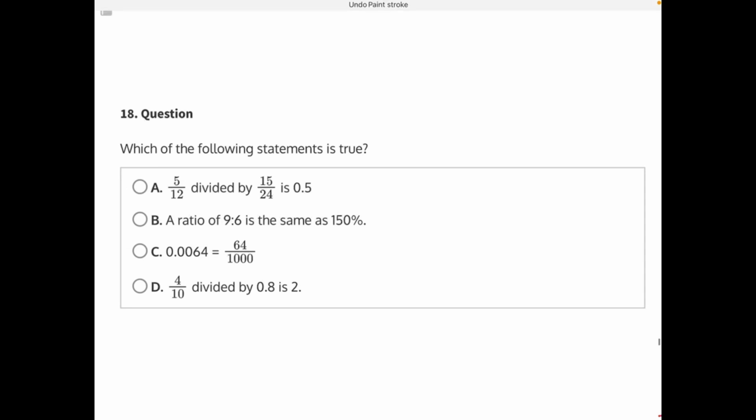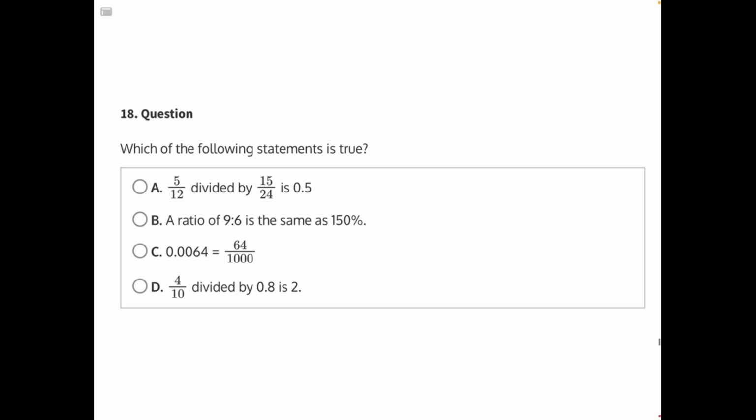Which of the following statements is true? A: 5/12 divided by 5/24 is 0.5. B: A ratio of 9 to 6 is the same as 150%. C: 0.0064 is equal to 64 thousandths. D: 4/10 divided by 0.8 is 2.